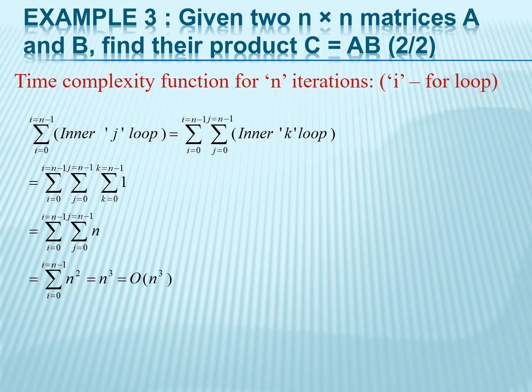The sigma notation for the inner K for loop is derived very similar to the I and the J for loop as sigma K equals 0 to n minus 1 of 1, because the statement inside the K for loop requires a constant number of units for execution. Simplifying the sigma notation, we get the time complexity function for the matrix multiplication as n cube. It is represented using asymptotic notation as big O of n cube.